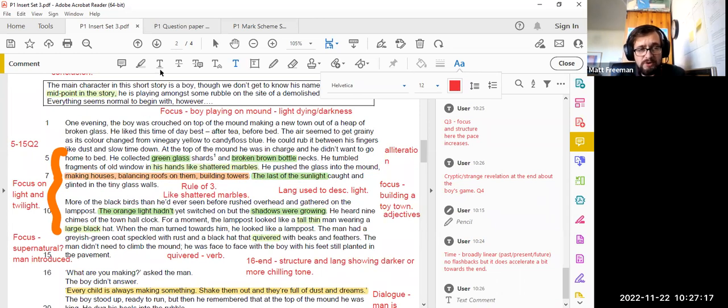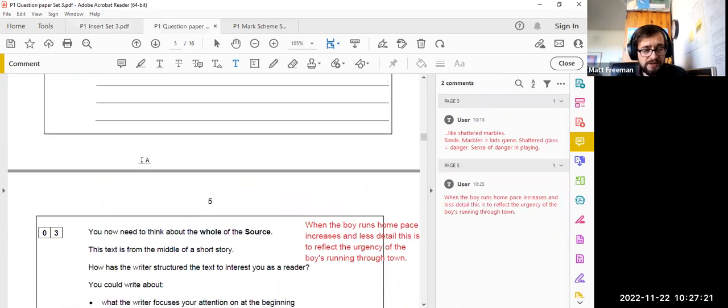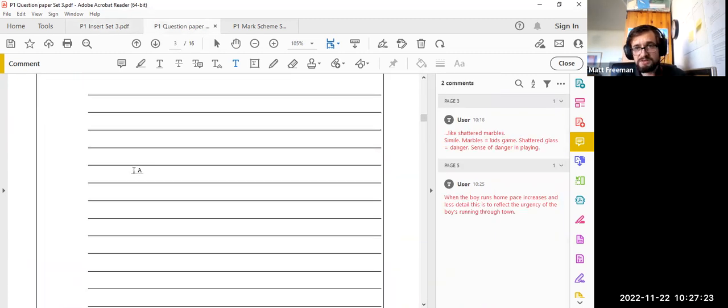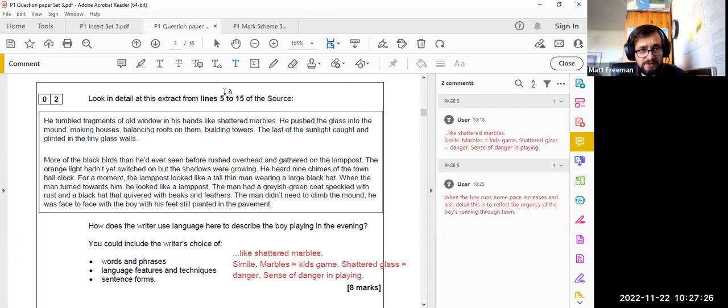Okay. So moving on from that, just very quickly looking at question 2 and question 3 here. And I don't want to go into too much detail because obviously we're going to be spending the rest of the session doing this.